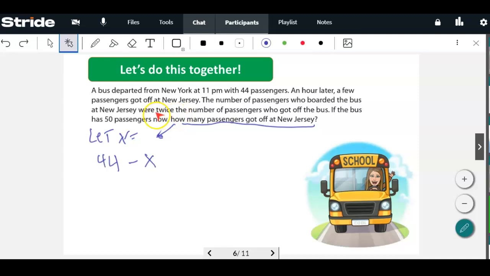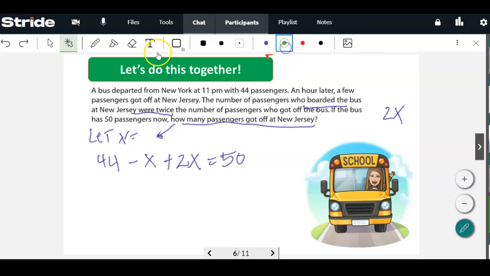So this right here, the number of passengers who boarded the bus at New Jersey were twice the number who got off. So you're going to represent that by 2x. Okay, and it says if the bus has 50 now, how many got off in New Jersey? So we're going to put in this plus 2x because it says boarded the bus. So we're adding 2x, twice the passengers who got off, and we now have 50.